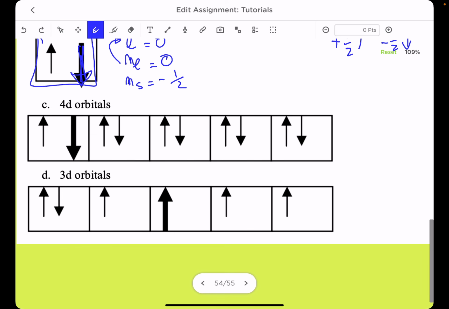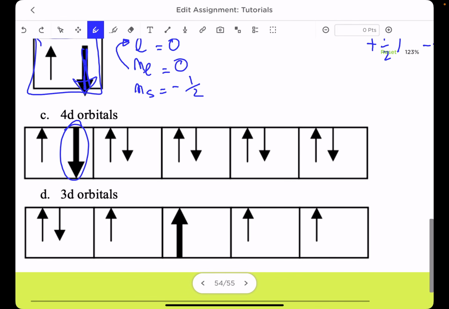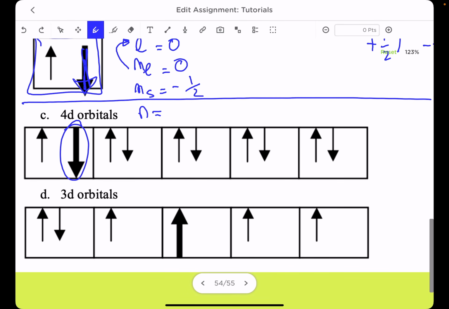2 more examples. For D orbital, and this is the electron we're talking about. So the number over here is 4, so N is 4. L is related to the letter over here, and the letter over here is the D. Therefore, the L is 2. So the L is equal to 2 because I have D.